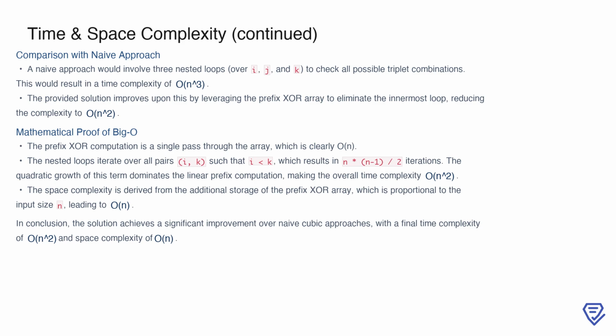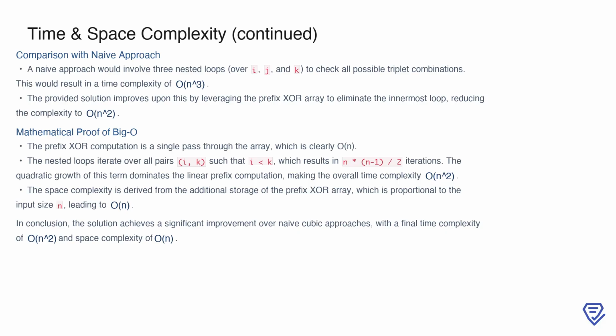To mathematically confirm the big O notation, we observe that the prefix XOR computation is a single linear pass through the array, making it O(n). The nested loops iterate over all pairs i, k, such that i is less than k, resulting in n*(n-1)/2 iterations, which simplifies to O(n²). This quadratic term dominates the linear prefix computation, solidifying the overall time complexity as O(n²). Additionally, the space complexity remains O(n) due to the prefix XOR array.